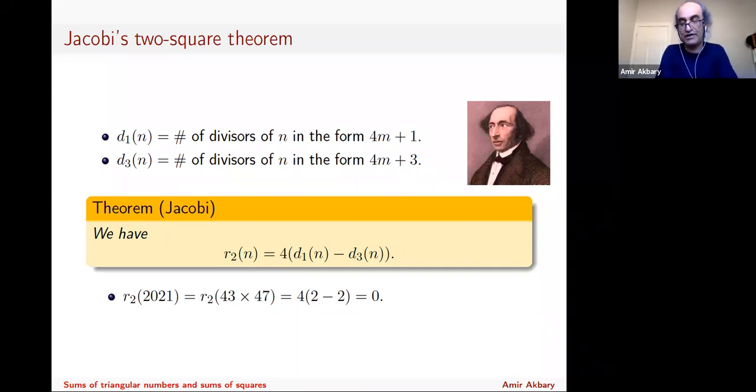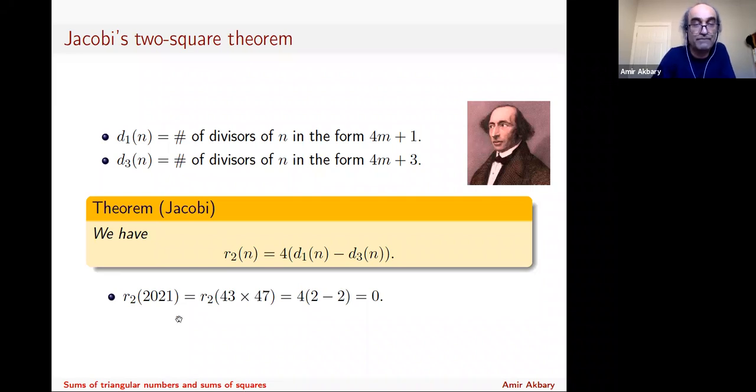To give you an example of such formulas, probably the oldest one is due to Jacobi, called Jacobi's two-square theorem. To describe this, I have to consider two functions, d_1(n) and d_3(n). d_1(n) is the number of divisors of n in the form 4k plus 1, and d_3(n) is the number of divisors of n in the form 4k plus 3. And Jacobi proved that r_2(n) is 4 times (d_1(n) minus d_3(n)).